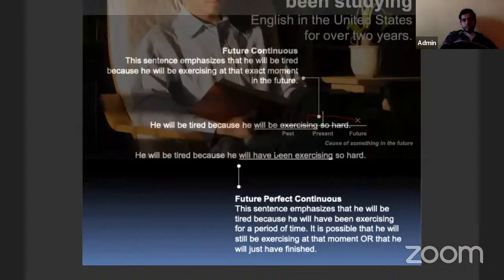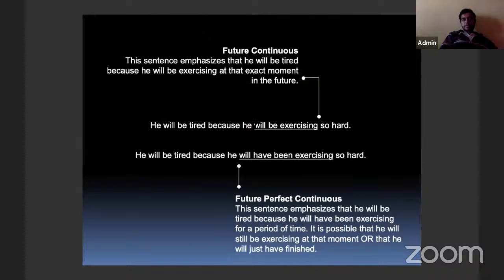Future perfect continuous. Now, what is the difference between future continuous and future perfect continuous? This is cause and effect. You can use both future continuous and future perfect continuous. When you use future continuous, it means the effect will be seen in the future because the cause will be happening at that time in the future. Like, "He will be tired because he will be exercising at that very moment in the future."